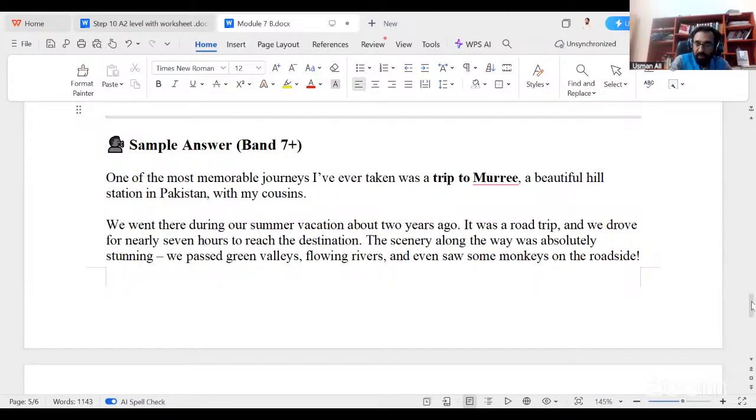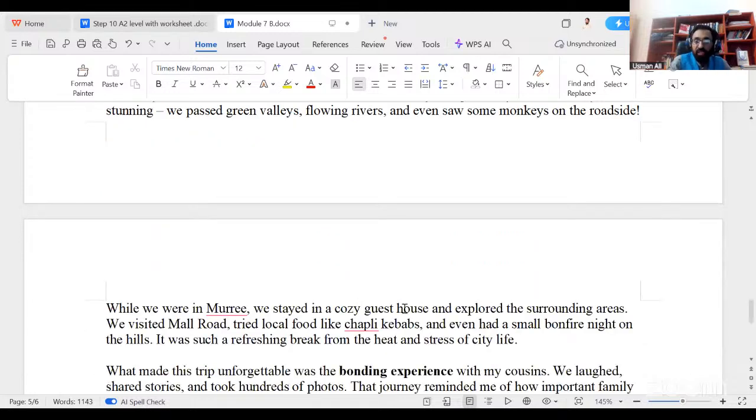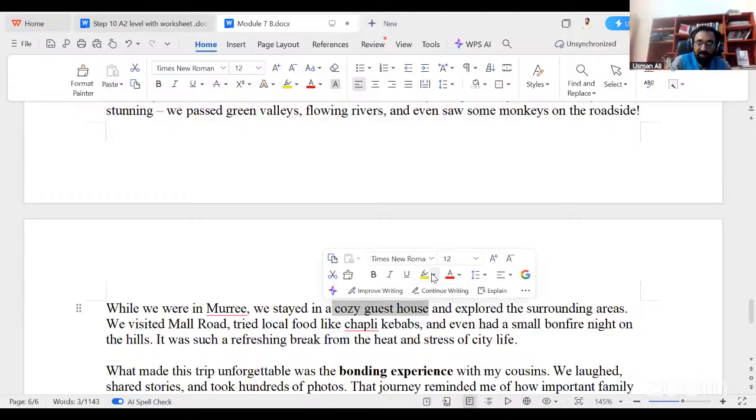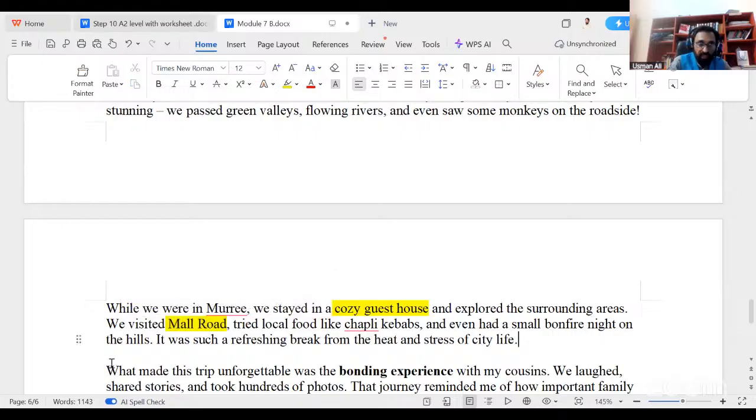Okay, this was the personal experience over there. While we were in Murree, we stayed in a cozy guest house and explored the surrounding areas. We visited Mall Road and tried local food like chapli kebabs, and even had a small bonfire night in the hills. It was such a refreshing break from the heat and stress of my city life.